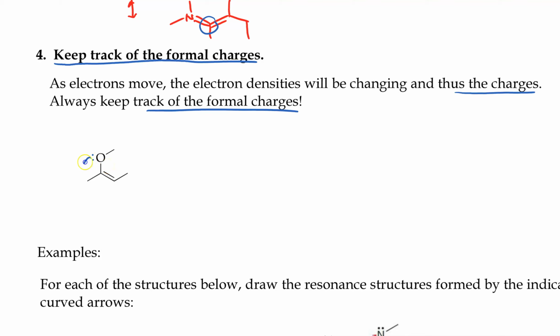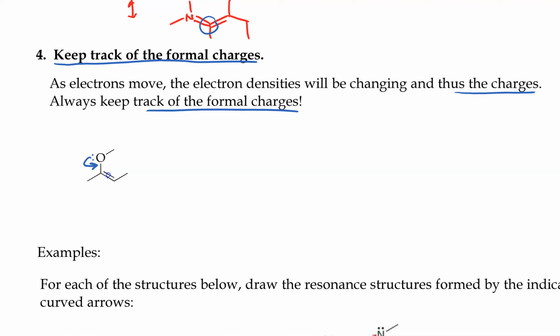So for an example, let's say we start with this structure right here, and we draw a resonance structure by donating this electron pair down first. Again, we cannot stop at this step, because if we were to stop right here, this carbon, which has 4 bonds, would now have 5 bonds when we move this electron down. So therefore, it has to break one of the bonds.